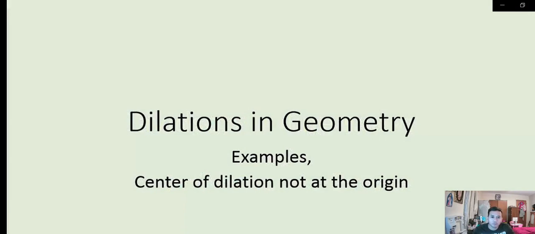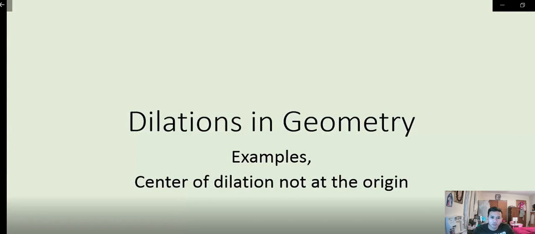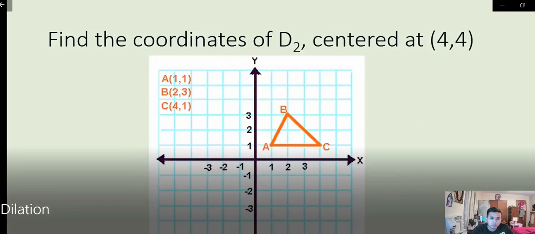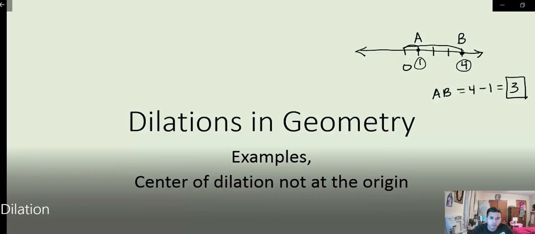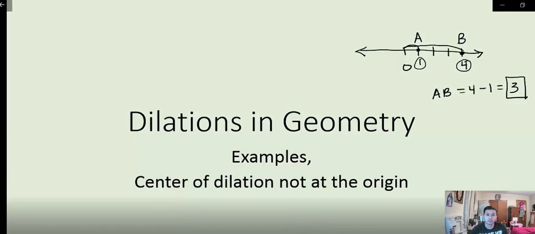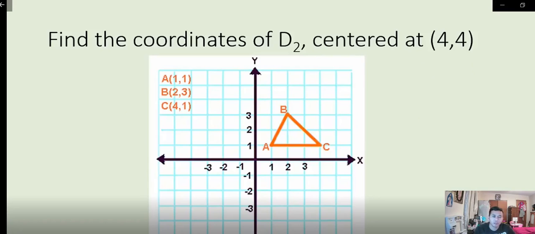Okay. So what if the center of dilation is not at the origin? Let's take a look at this one. So we have the dilation center not at the origin. Let's take a look at this example. Find the coordinate of D sub 2. The scale factor is 2, and the center of dilation is at 4, 4. I'm going to point out that the center of dilation is at 4, 4. So I mark it there.